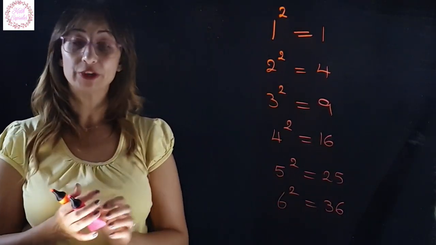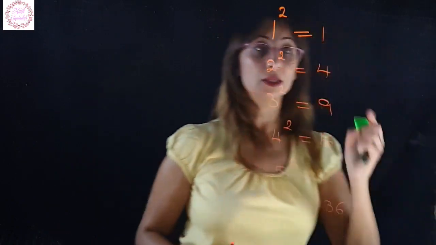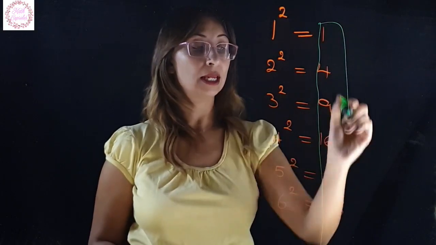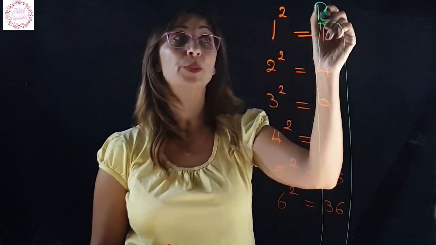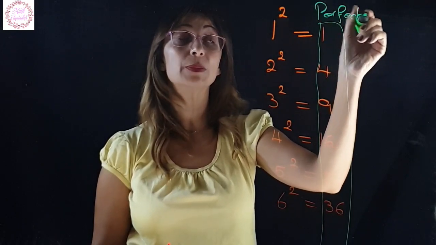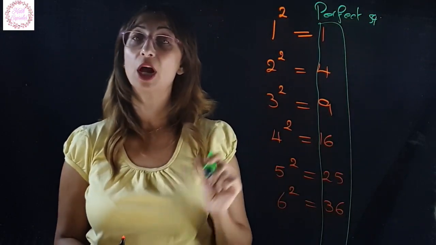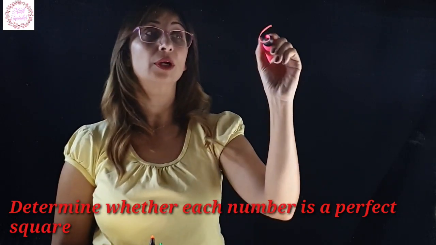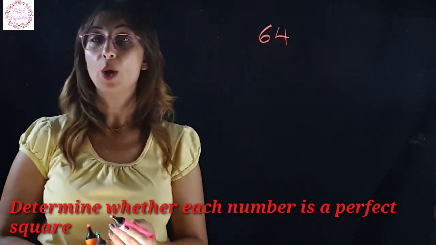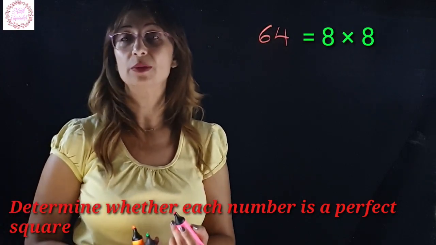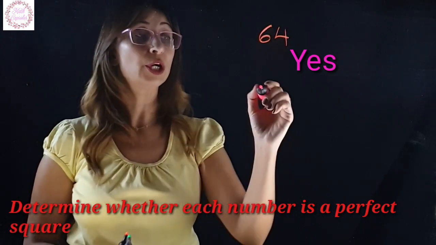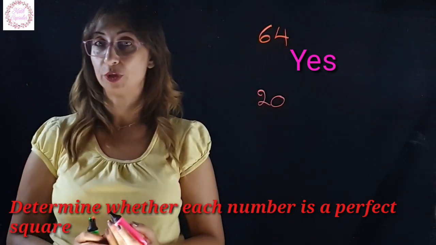Okay, so what are the perfect squares? Perfect squares are 1, 4, 9, 16, 25, 36, and so on. These are called perfect squares because they are the square of a whole number. An example: determine whether each number is a perfect square, yes or no. 64. Is 64 a perfect square? We know that 64 is 8 times 8, so it's 8 power 2, so of course it is a perfect square.